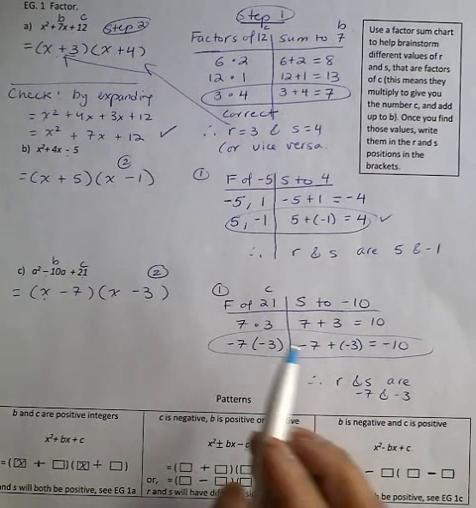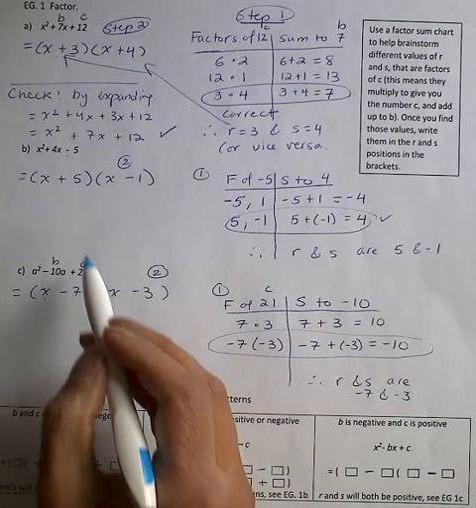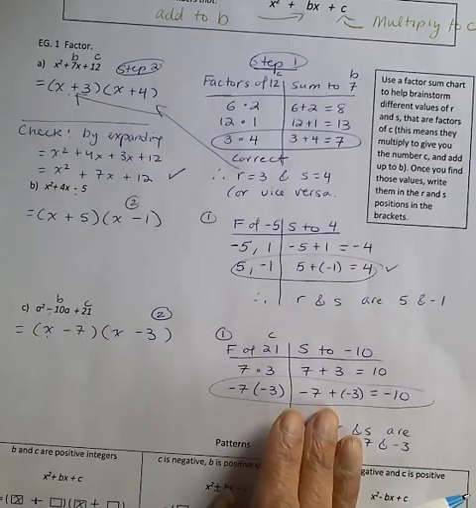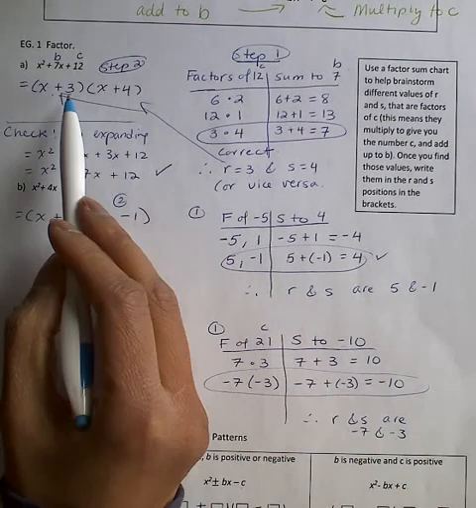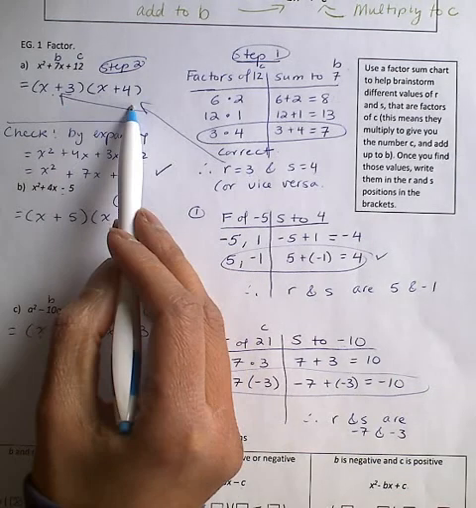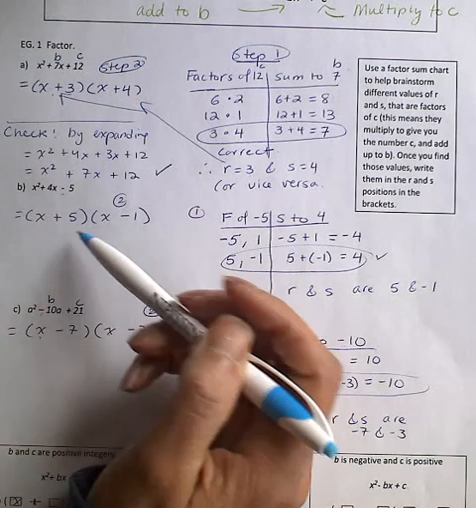Now, I forgot to reinforce something with you. In all the examples, all three examples above, the order of the brackets is not important. So, for example, if you did x plus 4 times x plus 3, that is correct. If you did the x minus 1 first and the x plus 5, that would also be correct.